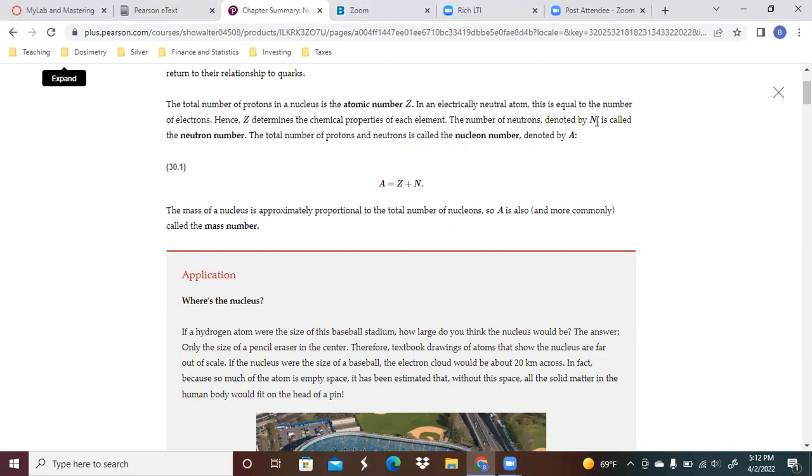The number of neutrons, denoted by N, is called the neutron number. And the total number of protons and neutrons, when you add the two together, you end up with the nucleon number, and it's denoted by A.